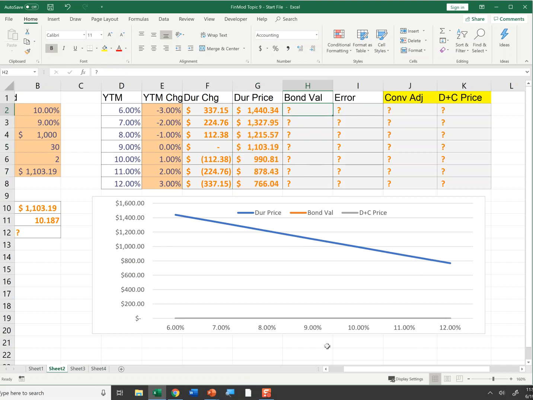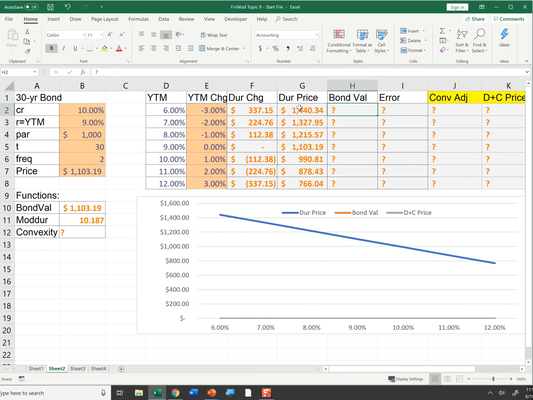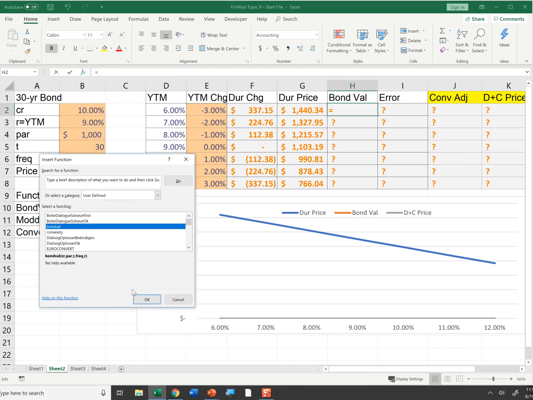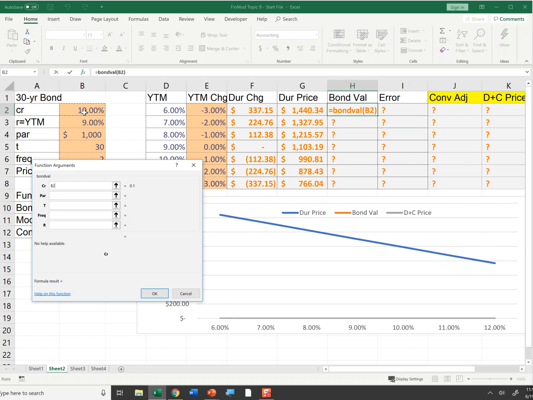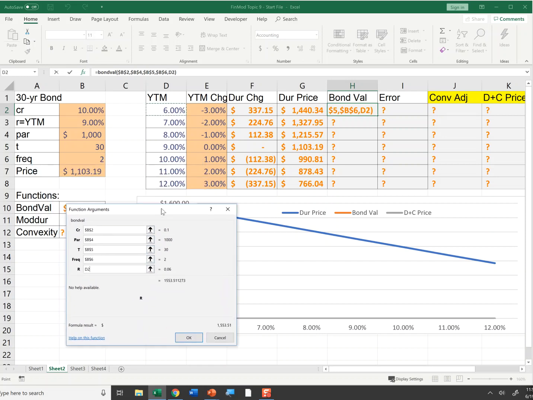However, I'm going to do one more thing. I want to value the bond. This is an approximation of the bond's value using the slope, the modified duration. Let's go ahead and value the bond. Let's go ahead and insert bond val. Let's put in the annual coupon rate, 10%, anchor it. Par, 1,000, anchor it. Maturity, 30 years, anchor it. Frequency, 2, anchor it. Now it says discount rate. Let's let the discount rate vary from 6 to 12. So I'm actually valuing the bond using this discount rate.